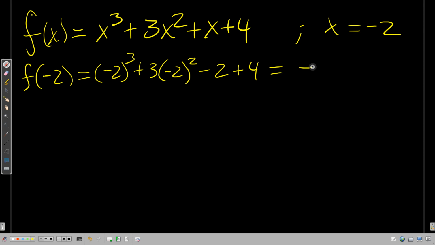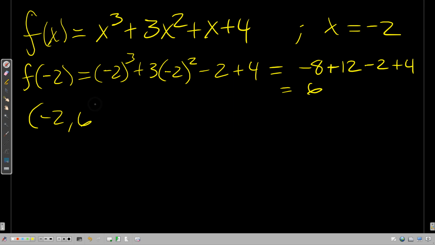So we wind up with negative 8 plus 12 minus 2 plus 4. Right on. So that's a minus 4 plus 10, you get 6. So our tangent line is going to go through the point minus 2 comma 6. Keep that there, that's going to be handy.